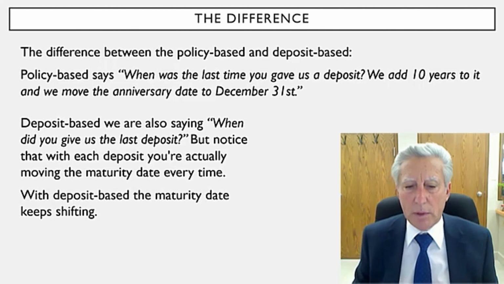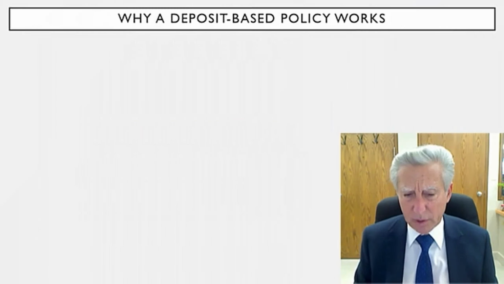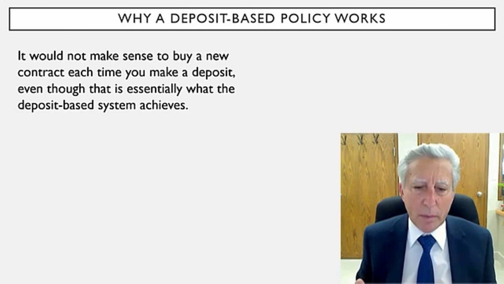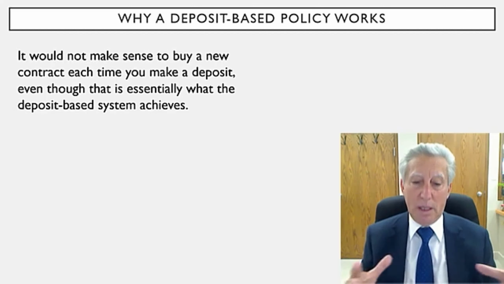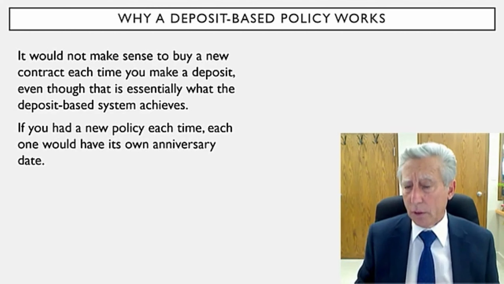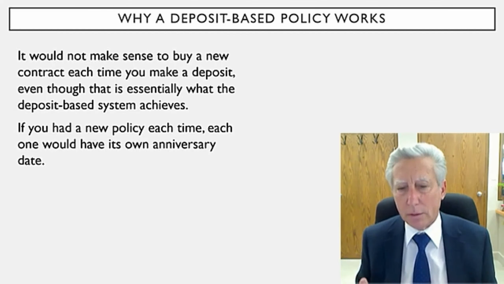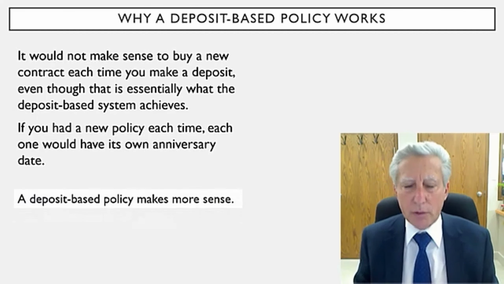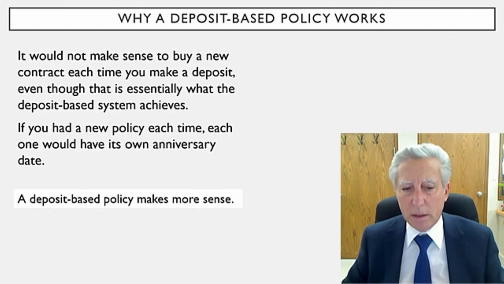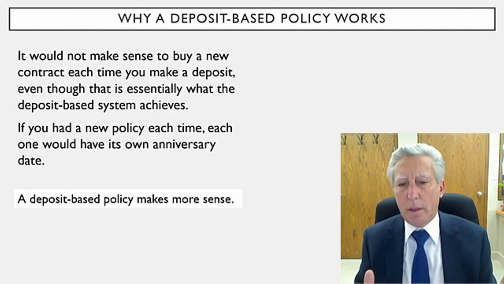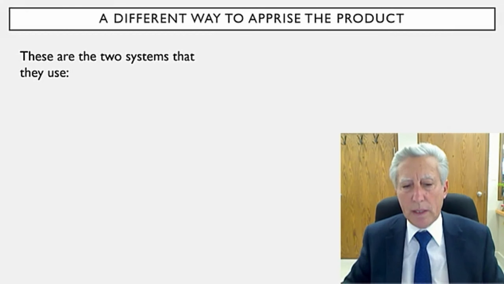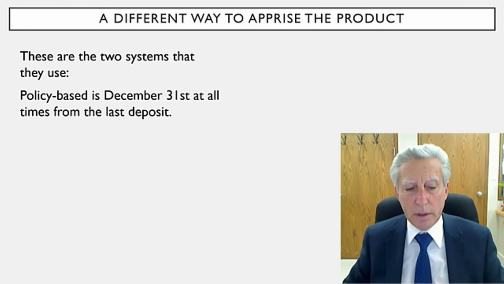So you may want to look at deposit-based as if you're actually buying a brand new contract every single time. But obviously that wouldn't make sense. So that's why the insurance company will issue a policy. But remember that each deposit within that policy will have its own anniversary date. Obviously, it wouldn't make sense that every single time you make a deposit, the insurance company is going to send you a policy. You can have a stack of policies at that point, which would basically be meaningless. So they say, okay, here's your policy, but remember that you bought a deposit-based type of contract, so the end result is that each deposit will have its own 10-year maturity date.